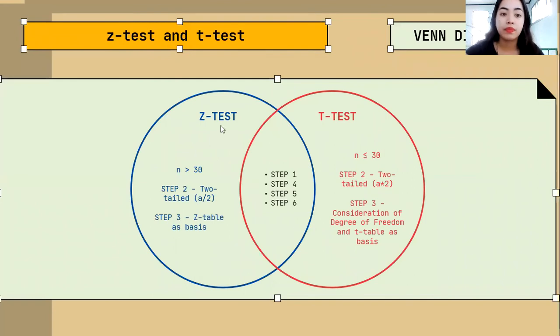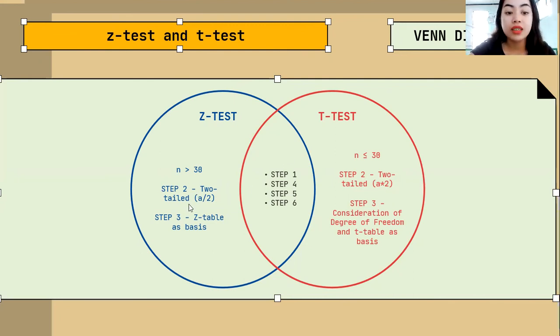Now, for the summary, we created a Venn diagram to show you the main differences and similarities of a z-test and a t-test. As you can see, under step 1, 4, 5, and 6, they are the same. However, they differ in terms of the sample size because again, z-test is for situations wherein the sample size is greater than 30, while t-test is for those situations wherein n, or the sample size, is less than or exactly equal to 30. For step 2, which is the computation of the level of significance, we need to divide alpha by 2, while in the t-test, we need to multiply it by 2.